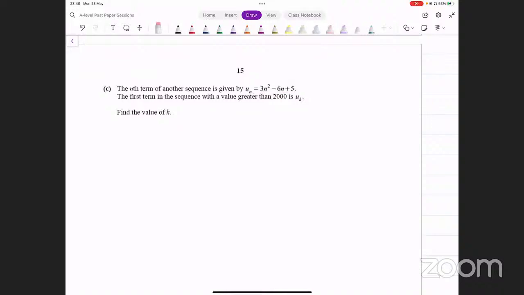The first term in the sequence with a value greater than 2000 is uk. Find the value of k. All right, how do we think about this now? The nth term of another sequence is given by this.